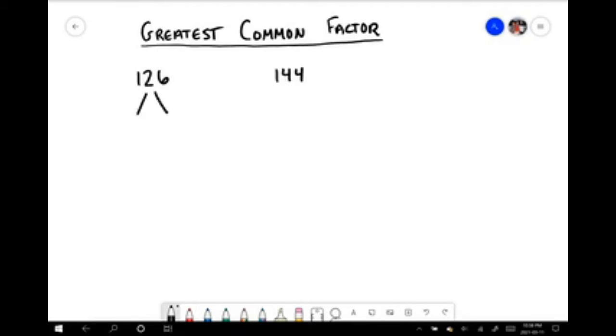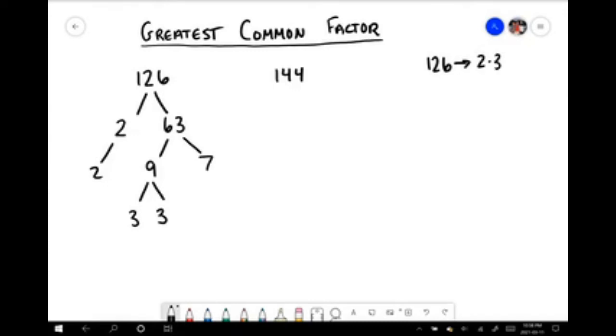So we're going to break this up. This is going to be 2 times 63. Carry our 2 down. This is going to be 9 times 7, my apologies. This is going to be 3 times 3. So we know we can put it over here on the side. At 126, we're going to have 2 times 3 times 3 times 7, which we can also write as 2 times 3 squared times 7.